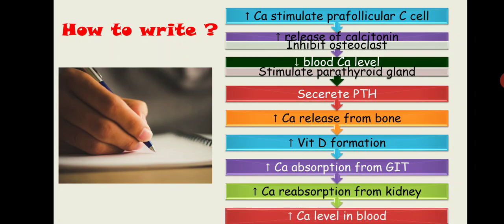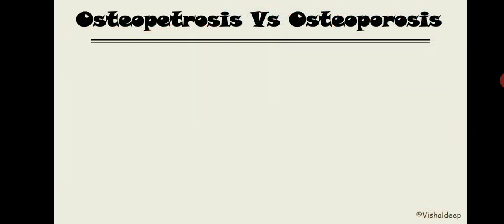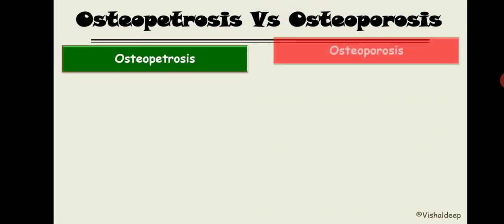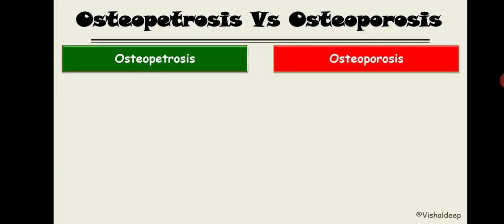This is how the calcium regulation will be written down. Now here's the thing, two similar-sounding but totally different terms that are frequently used in calcium are osteopetrosis and osteoporosis. Now what is osteopetrosis and what is osteoporosis? Let's discuss that. Osteopetrosis is basically a defect in osteoclast.